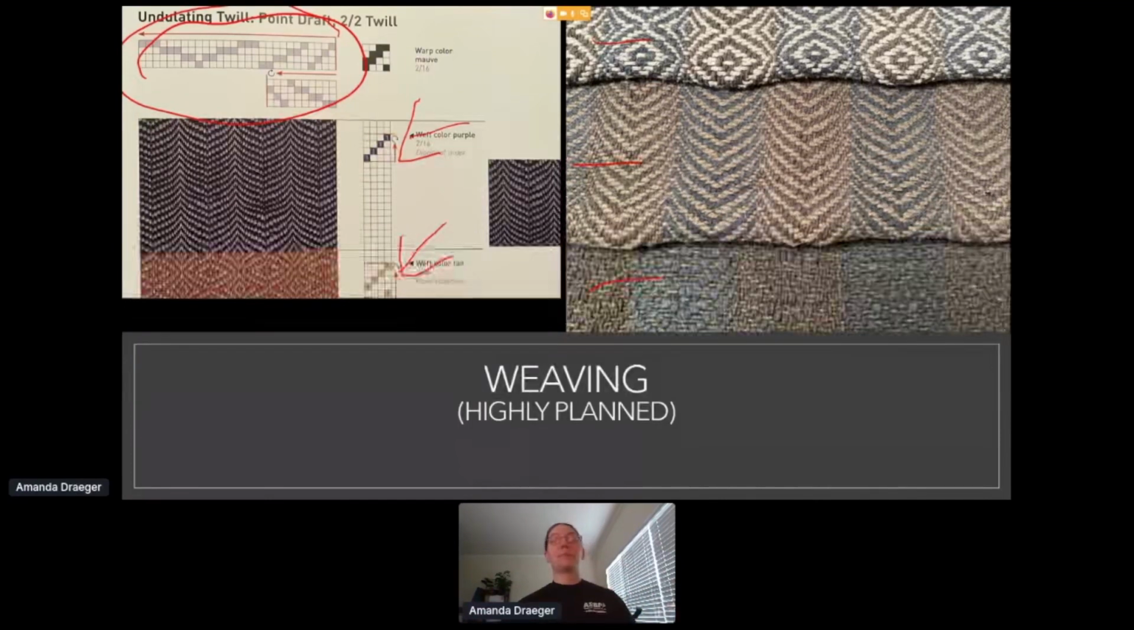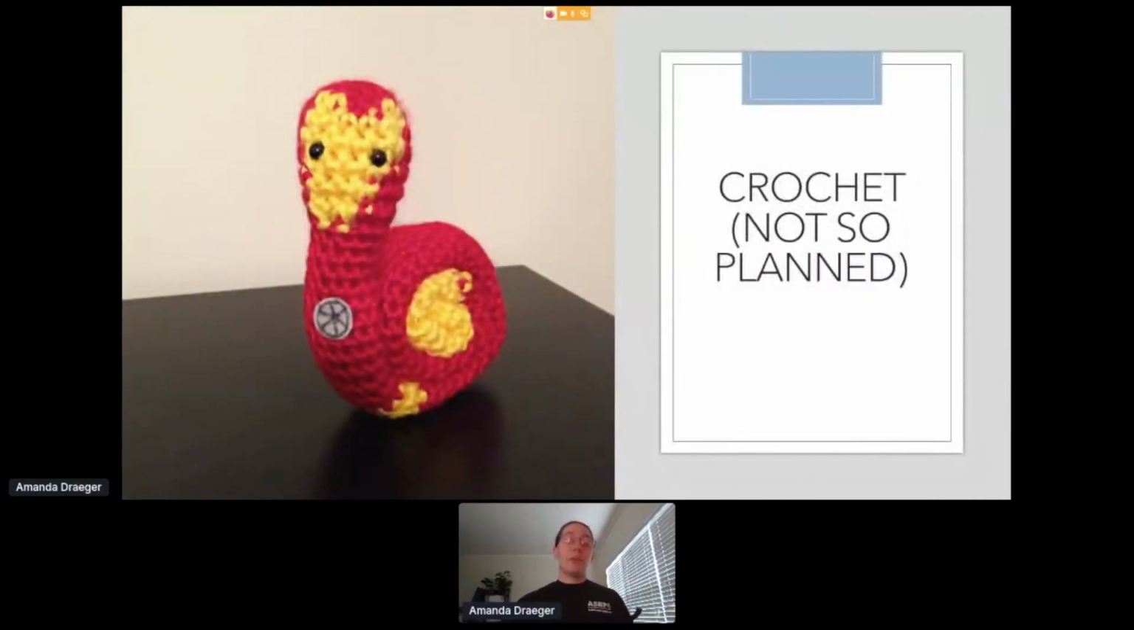In contrast, crochet is not so planned. Here you can see our lovely Iron Snail Man, who you may recognize from my Twitter avatar. Now, crochet, unlike weaving, can be a very improvisational craft. Crochet allows you from one location in your pattern to go literally anywhere else on the object that you're crocheting. So, for example, the little eyes that you see. The pattern didn't tell me exactly where to put the eyes. It just said to put the eyes in a spot that looks kind of like eyes.